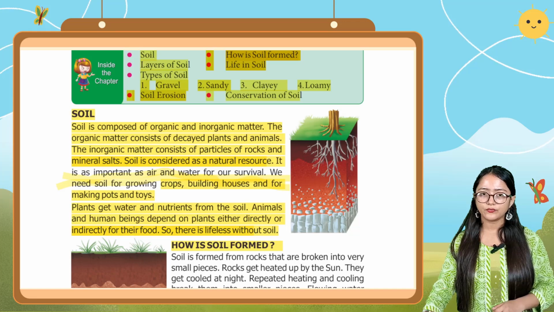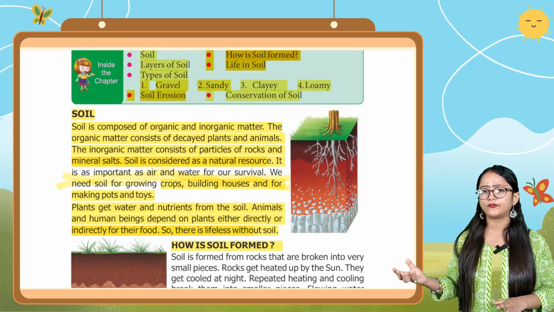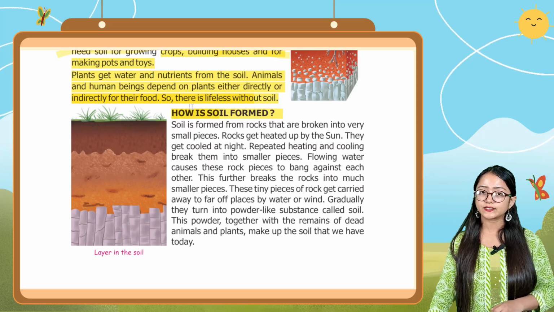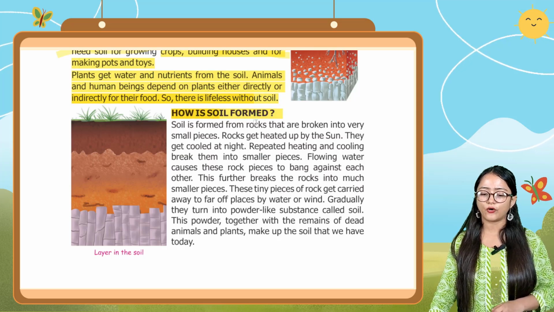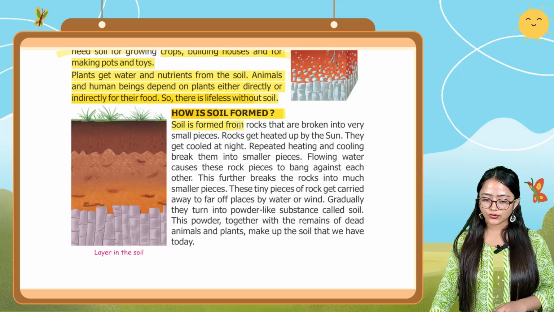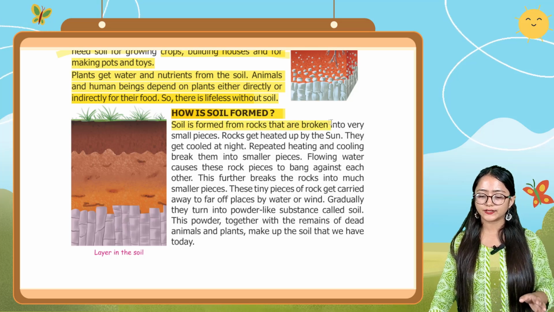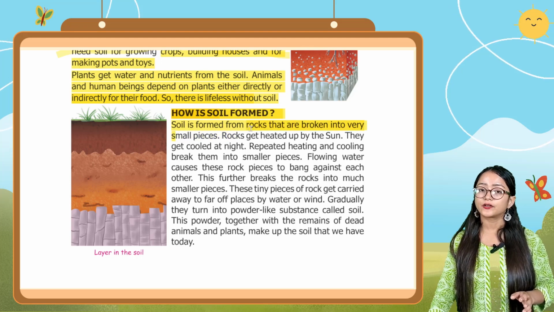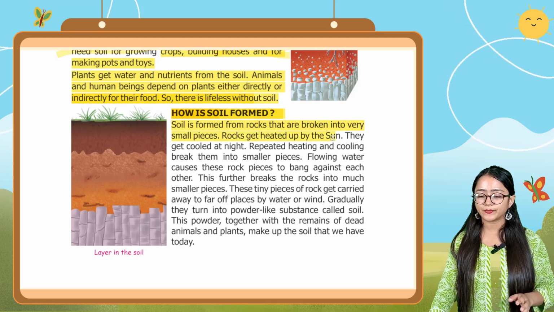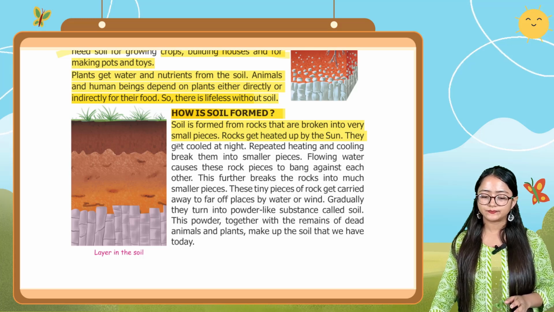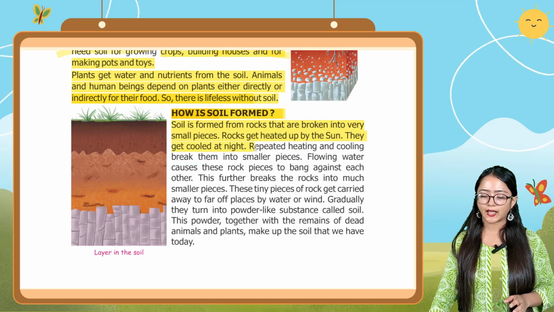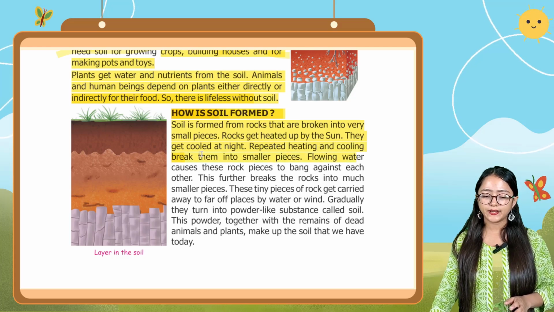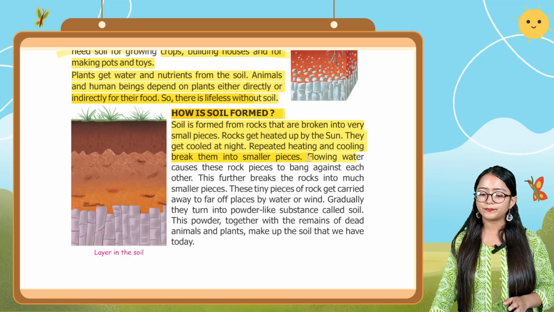Now we're going to talk about how soil is formed. Soil is formed from rocks that are broken into very small pieces. Rocks get heated up by the sun. They get cooled at night. Repeated heating and cooling break them into smaller pieces.